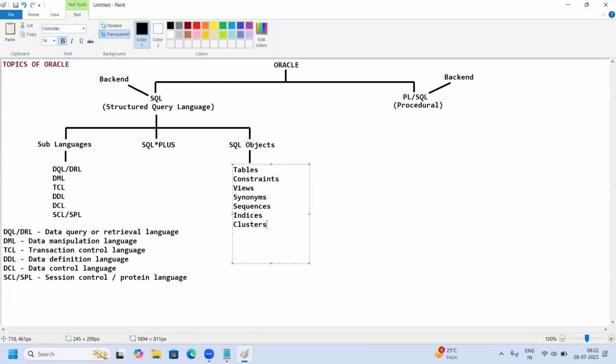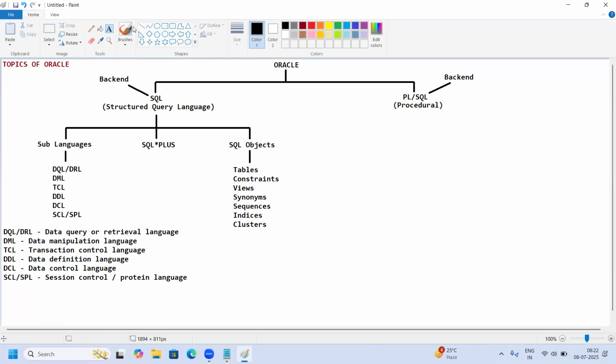Simple index, composite index, bitmap index, function-based index, right? Types are there. Clusters, with no classification. Okay, that is what you discuss under SQL objects.